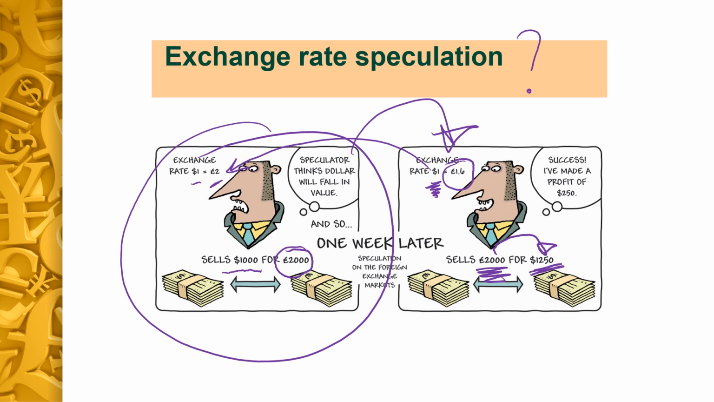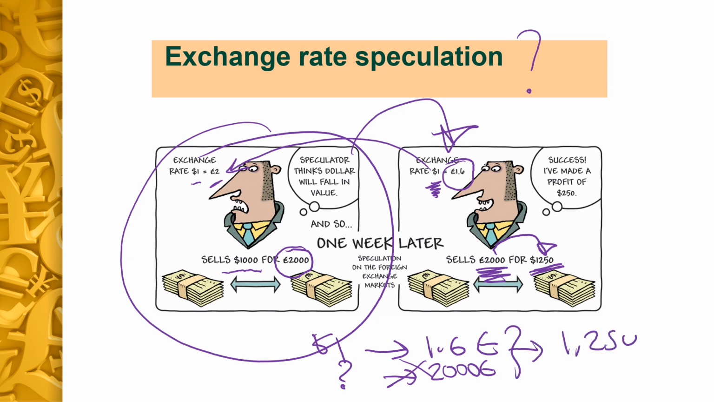So how do I calculate it? $1 is 1.6 euros. The 2,000 euros, how much will it get me? You cross multiply, you will be getting $1,250. This tells us that this is depreciation. So if we are thinking that the dollar is falling in value, you will be making the $250 profit.